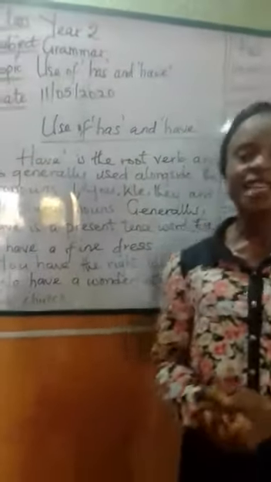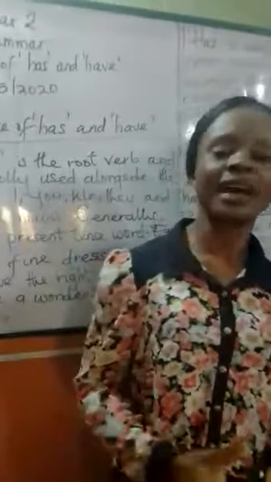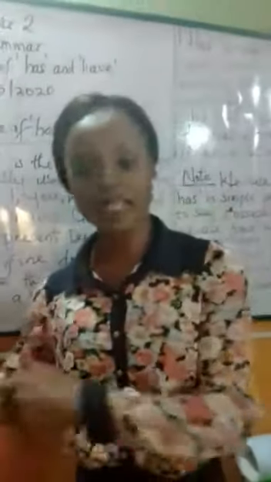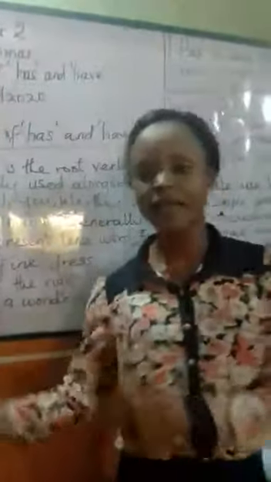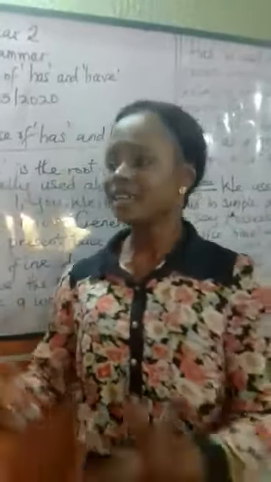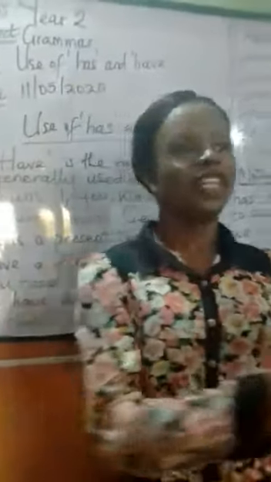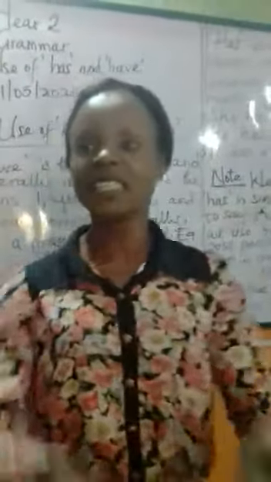And have is what? Have is the root verb and is generally used alongside the pronouns. You know what pronouns are? Those words used instead of nouns. Alongside the pronouns I, we, you, they, and all plural nouns. What do I mean by all plural nouns? Like both common and proper nouns, like the children, the family members have. You don't say the family members has. That is plural nouns.